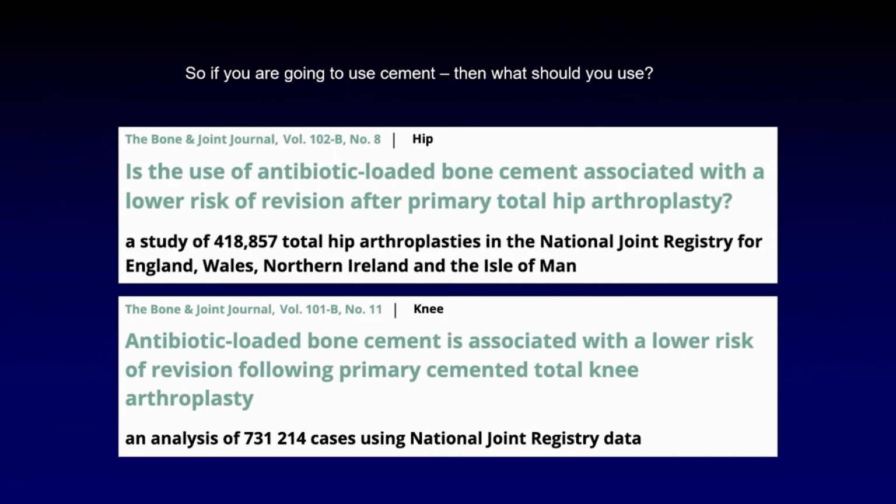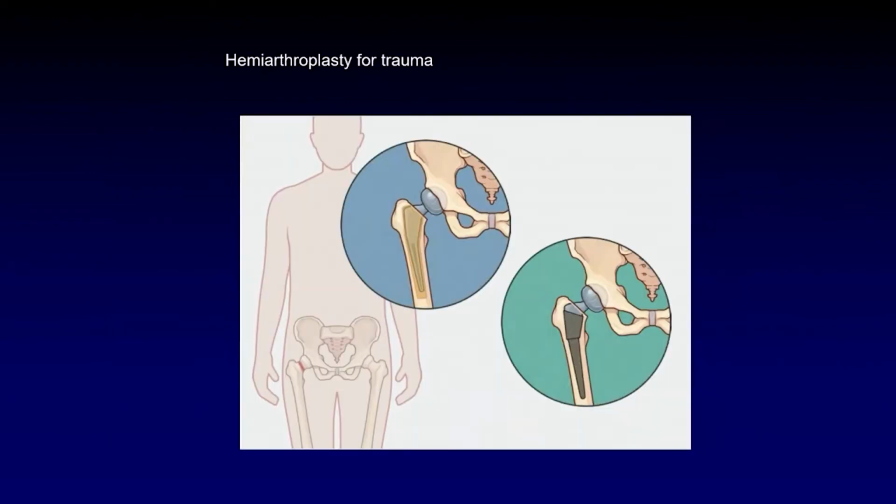And then the paper that I was involved in, we had 700,000 patients, some of which had plain cement and some had antibiotic in the cement. And there was a much lower risk of revision in those that had antibiotic cement. So the risk of revision was about 0.75 compared to 1, if you like, in the plain cement.